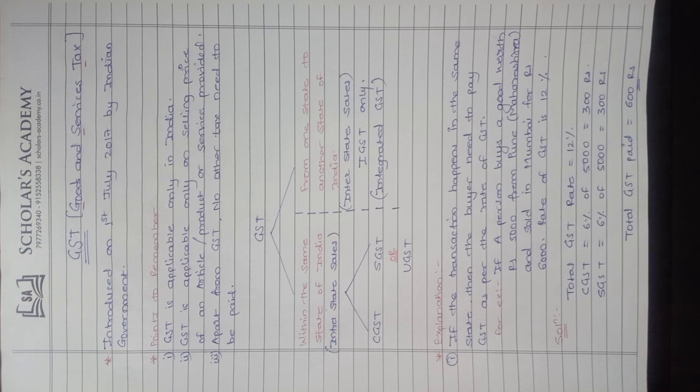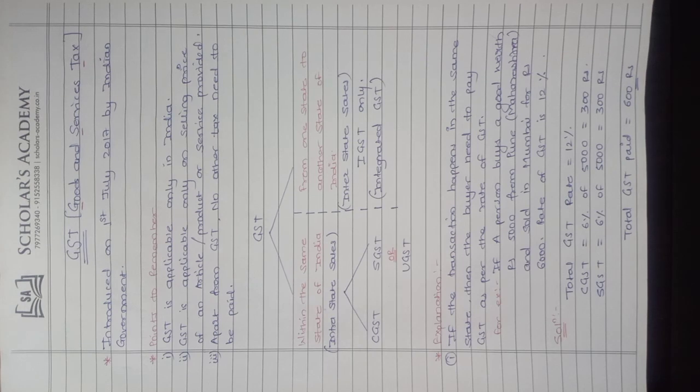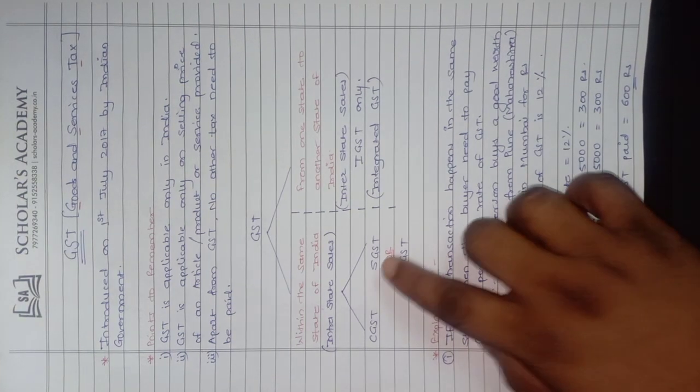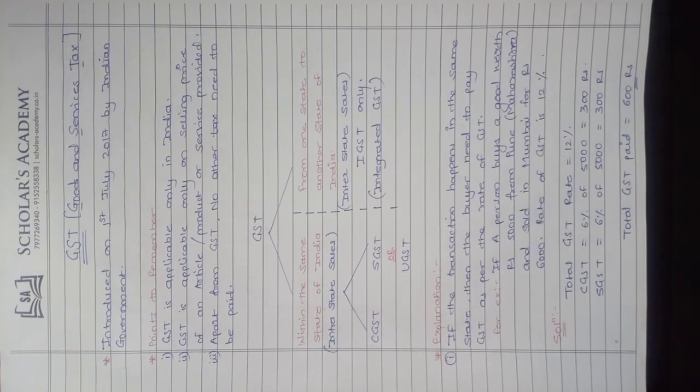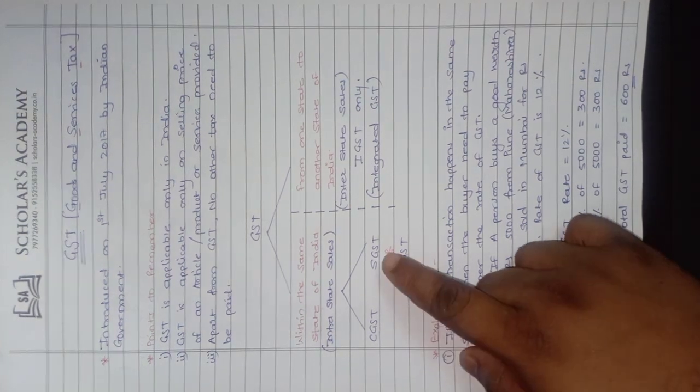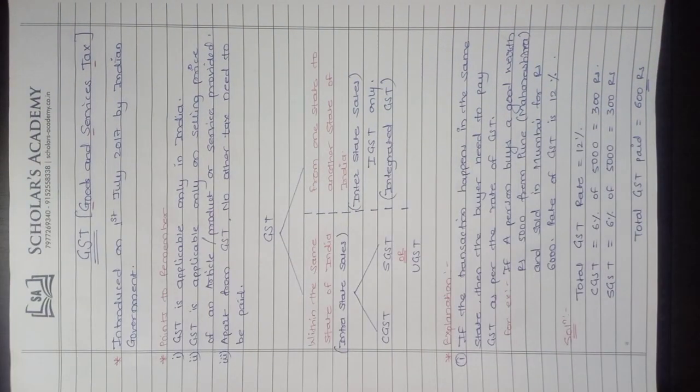Let us elaborate when the transaction happens in the same state of India. When an intra-state sale happens, the GST needs to be paid to the central government, which is called CGST, and also to the state government, which is called SGST. In case of a union territory, UGST is to be paid instead of SGST. But when an interstate sale happens, then instead of both CGST and SGST, only IGST needs to be paid, which is also called integrated GST.